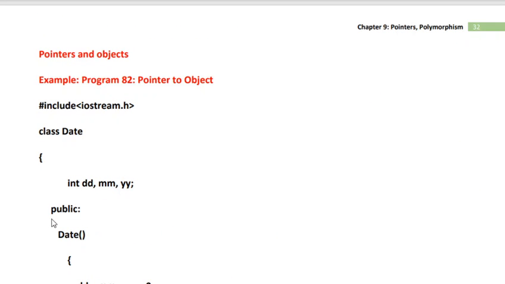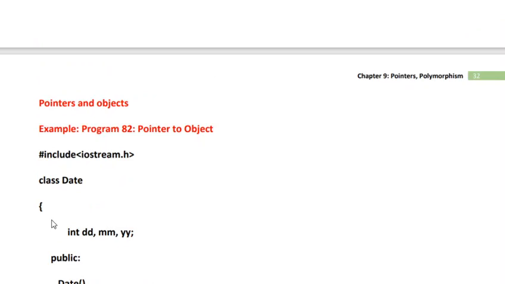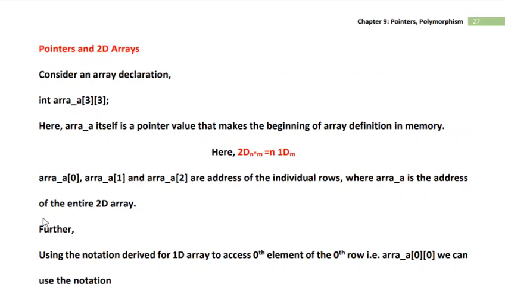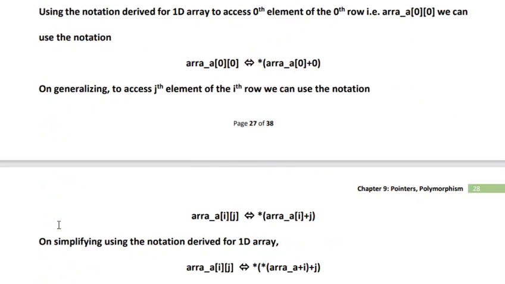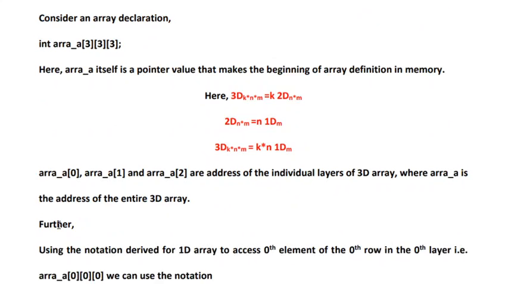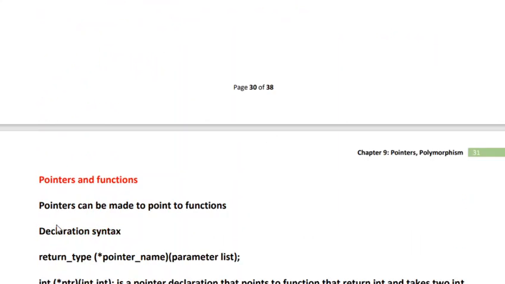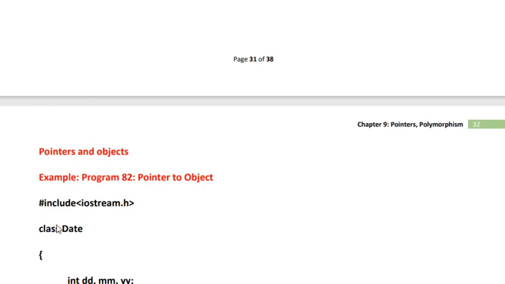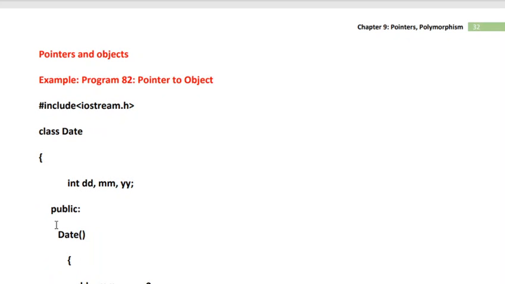So this is the program that tries to show the relationship between pointers and objects. In this class, we have learned about the relationship between pointers and two-dimensional arrays, between pointers and three-dimensional arrays, between pointers and functions, and likewise between pointers and objects.